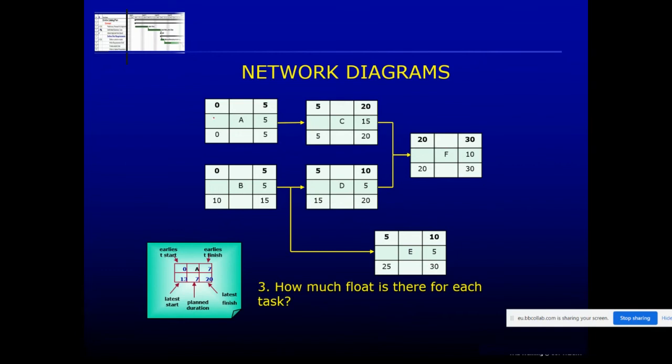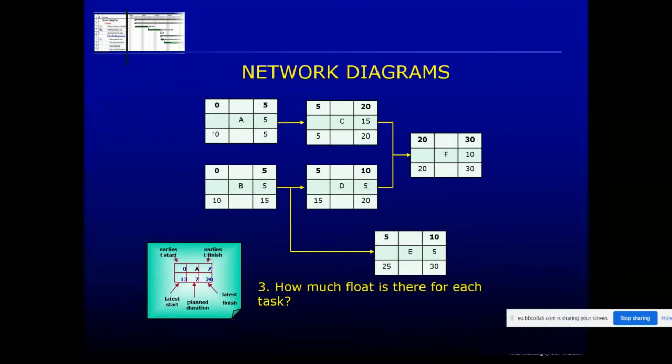Now we ask how much float is there for each activity, and we write the float in this section of the box here, the left-hand middle thing. Now, float is the late start minus early start, or you can do the same thing: late finish minus early finish. So it's the bottom line minus the top line. Bottom line minus the top line.